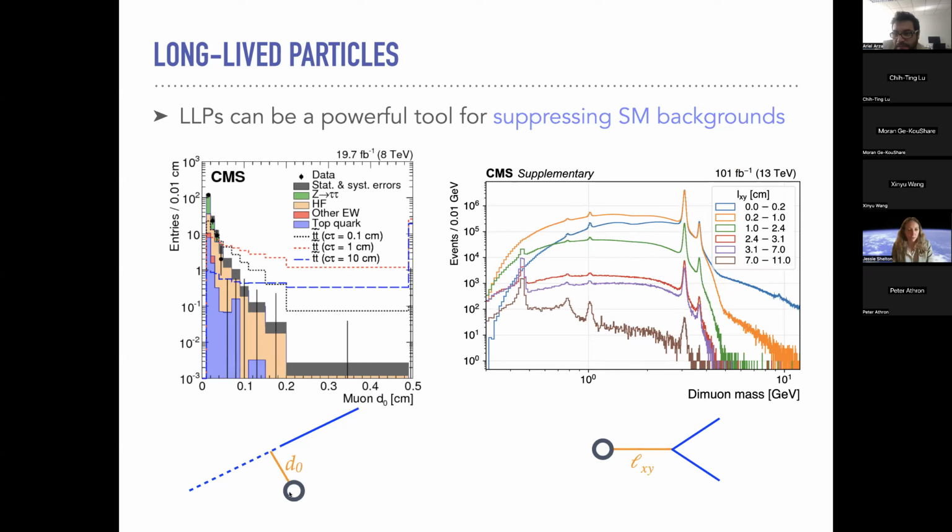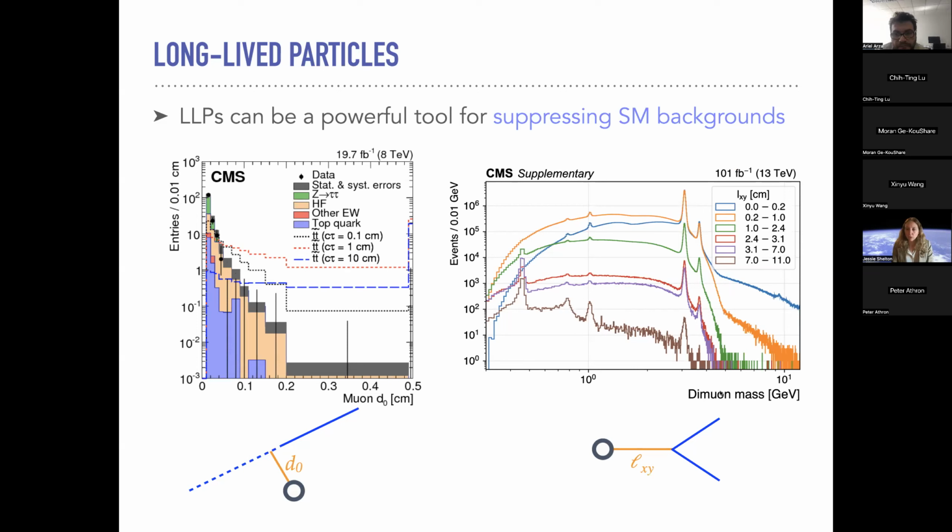Closest approach to the beam pipe in the transverse direction. And you can see here that there are a variety of standard model backgrounds broken down here, and they fall off very steeply as you go out to larger and larger impact parameter until at the largest impact parameters here, you're essentially background free.